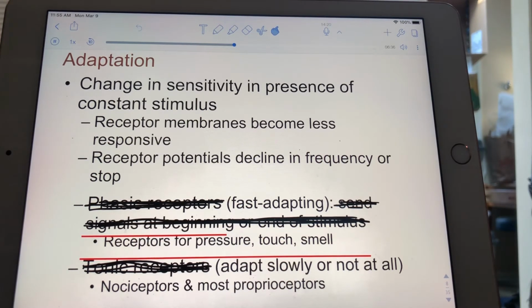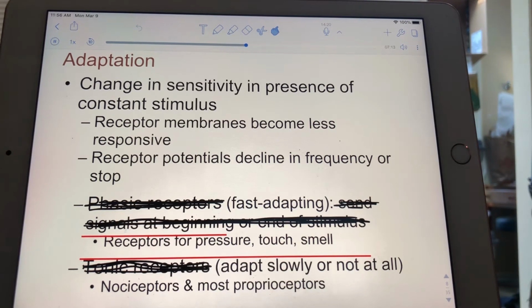And some receptors, we want them to be very continuously sensitive to stimuli because we don't want to be able to lose that sensation. We don't want them to adapt. For instance, we don't want nociceptors to adapt. Even though that would probably be our very first wish if we were being tortured, it's important that we know when the body is in pain. It's important that we have that sort of red flag, okay?